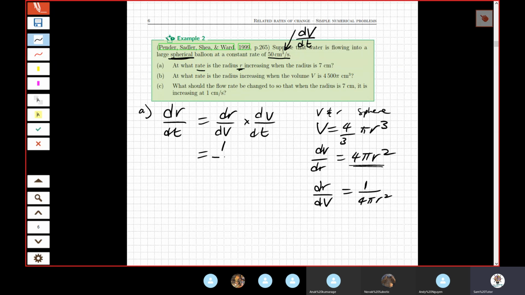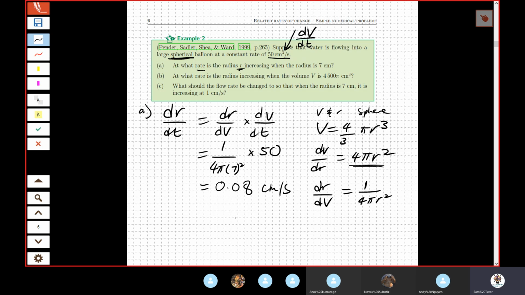Radius is 7, so then your answer is just 1 over 4 pi 7 squared times dV on dt, which is 50. And then you're done. Does that make sense? Yeah. Okay. 50 over 49 times 4 pi. 0.08, for example, centimeters per second. So the radius is increasing at 0.08 centimeters per second as you fill up a balloon with water.